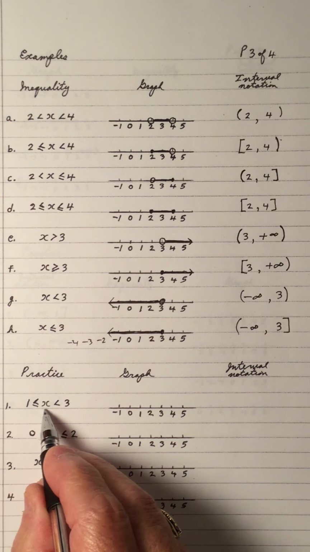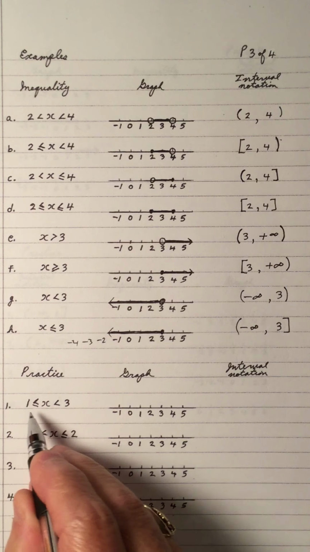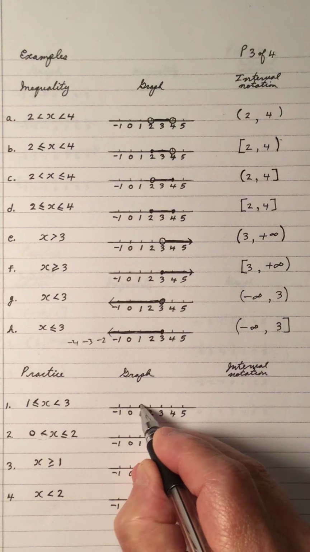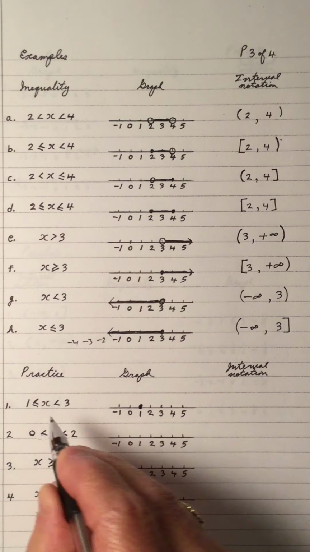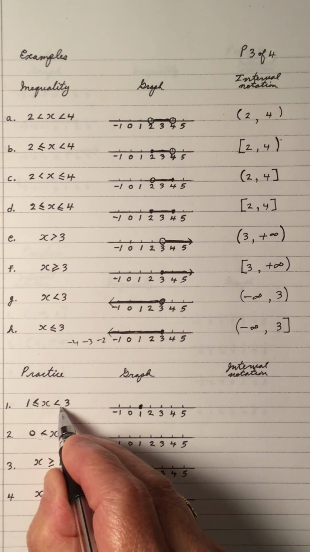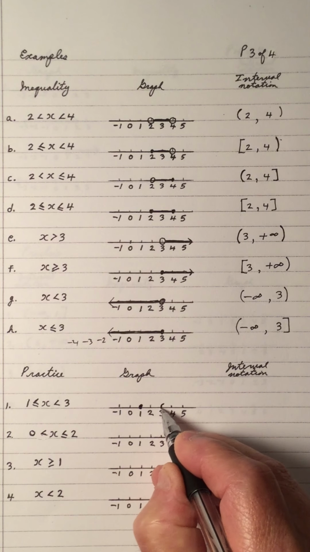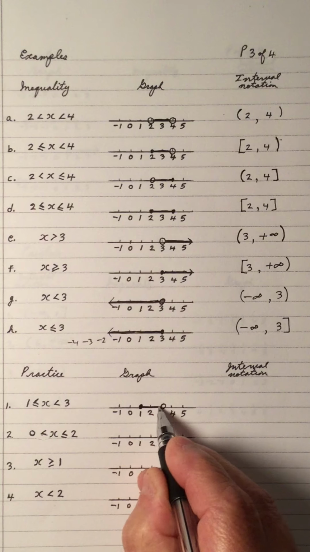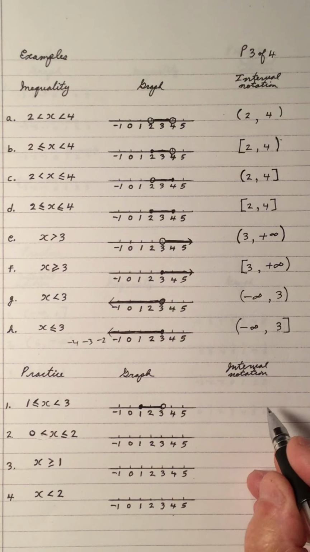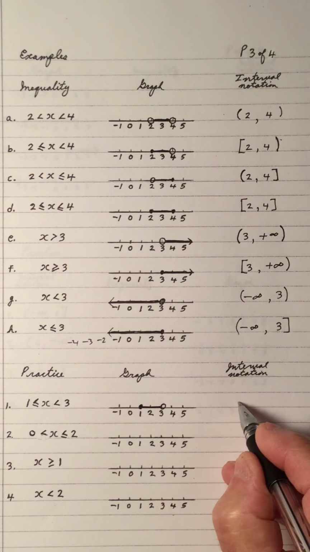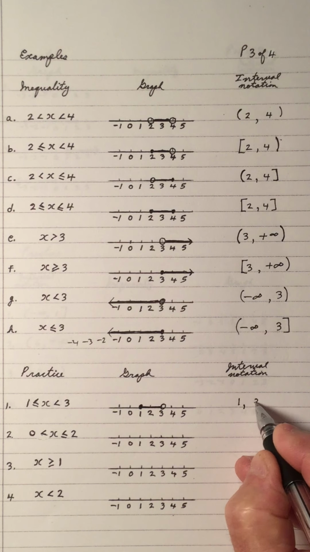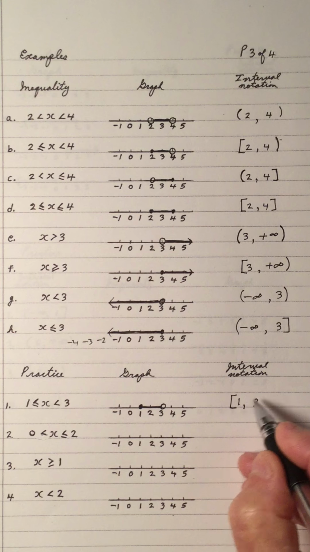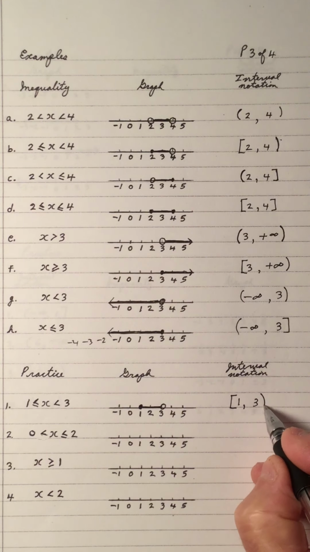1 is less than or equal to x is less than 3. So we've got a 1. The 1 is included, solid, it's an equal sign. 3 is not included, so 3 is open, a hollow dot. And we're talking about all the numbers in between. Done. Now the interval, we have a 1 and we have a 3. 1 has an equal sign, so it's a solid box shape, and the other is open.